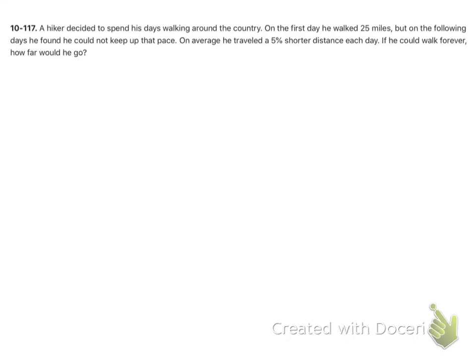Problem 117 has us take a look at a geometric series. And a few things we need to take a look at here. First of all, he starts with 25 miles, so that's our first term. He is then going 5% less each day. So that's why we know it's geometric, because it's based off a percentage from the previous term.